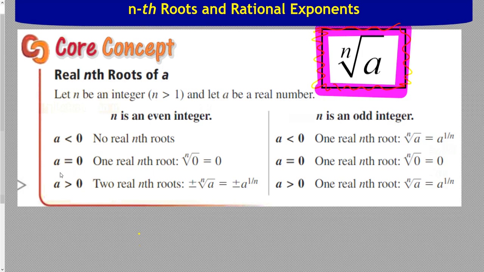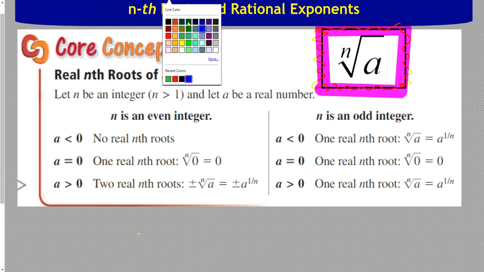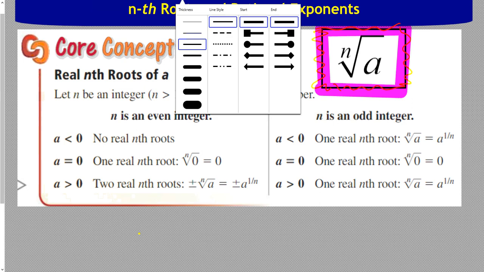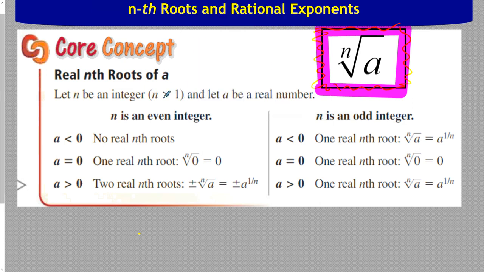So this is going to be the sheet that you're definitely going to want in your notes. So let's say that n is any integer greater than 1. It's important to note that. N is bigger than 1, so it's not negative and it's not a fraction. And let a be a real number. So positive, negative, fraction, decimal, whole number, doesn't matter.